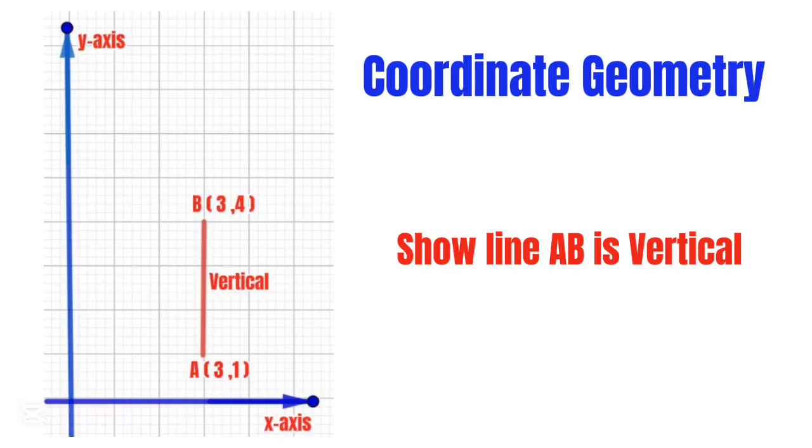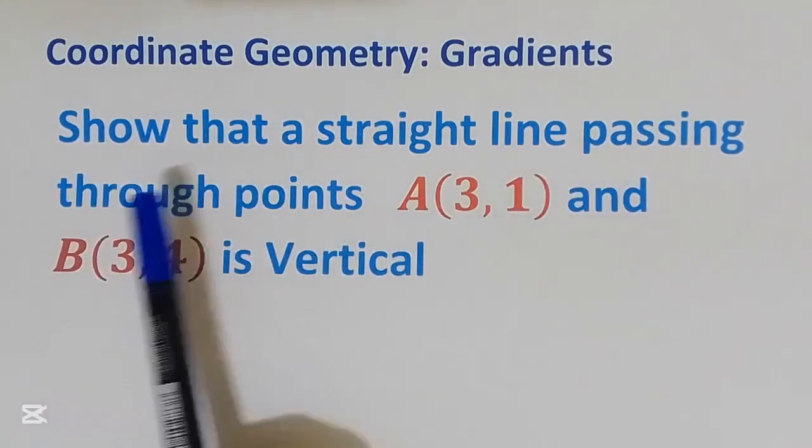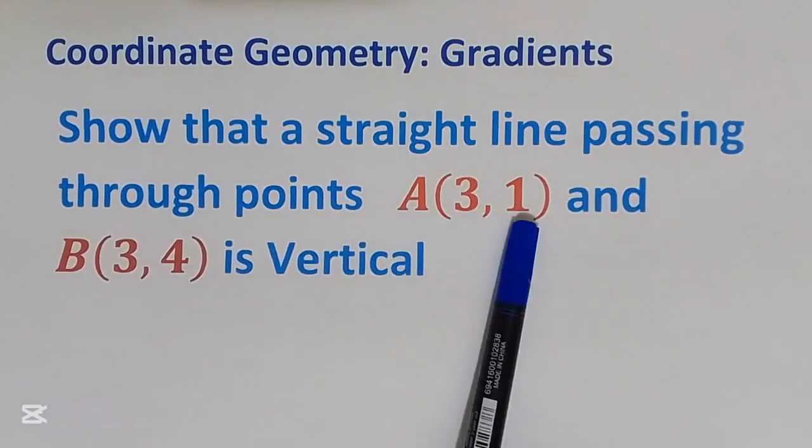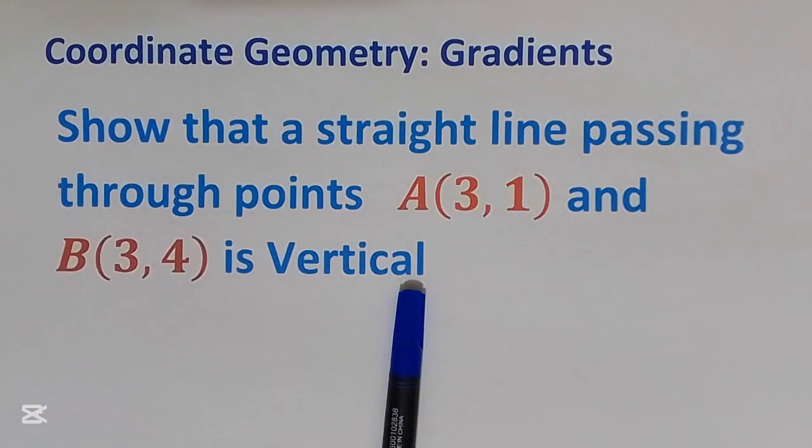In this video, let us prove that the line through points A (3,1) and B (3,4) is vertical. The question says, show that a straight line passing through points A (3,1) and B (3,4) is vertical.